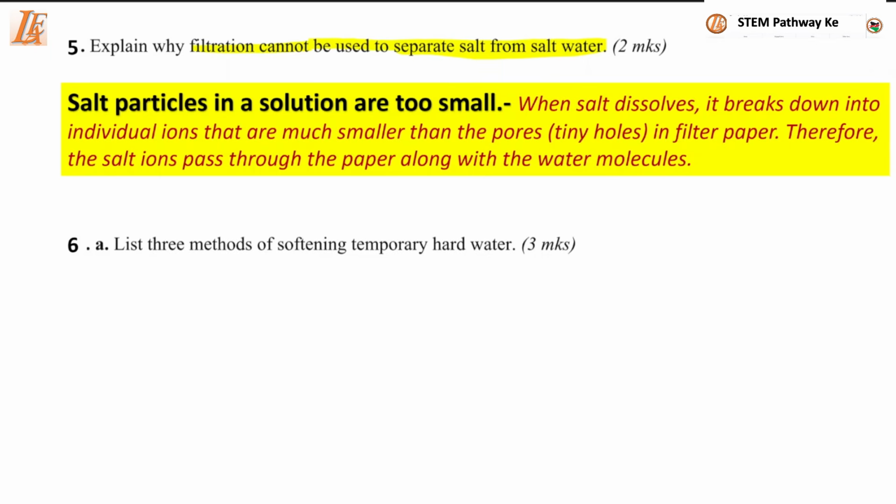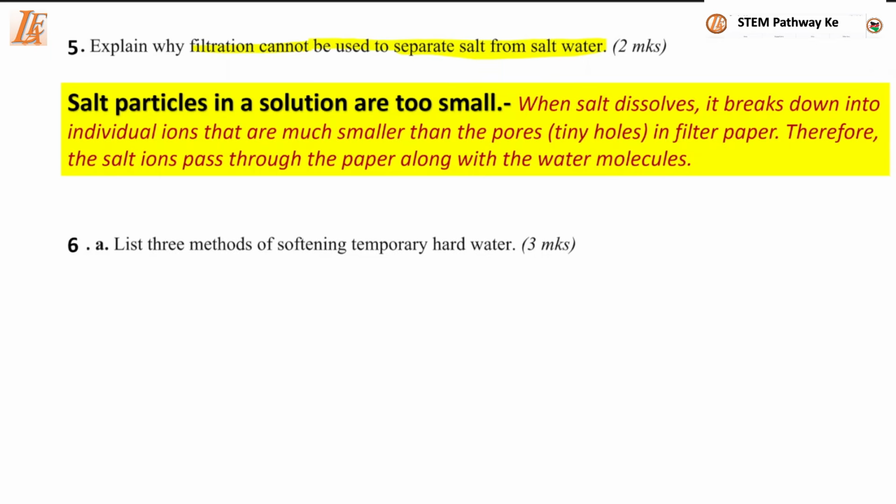If you want to separate a mixture of salt and water, you are advised to use one of these methods. One is the evaporation method, where you heat, the water goes, and the salt remains in the evaporating dish. You can also use the crystallization method, where you form crystals from a saturated solution. So you heat the solution until the saturation point, and then you cool it, and crystals of salt will form.